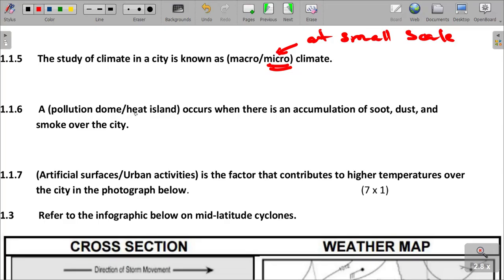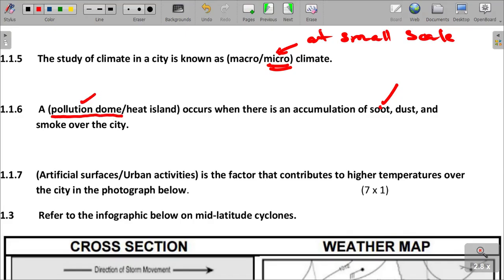A pollution dome, a heat island, occurs when there is an accumulation of soot. We are talking about smoke, soot, carbon gases here. The accumulation of soot, dust, and smoke over the city. What is it that can form when we have got dust, smoke, and soot? We are saying all these result in a pollution dome.